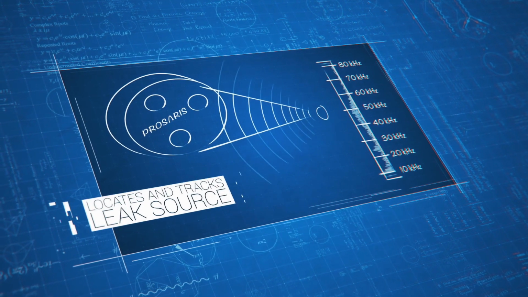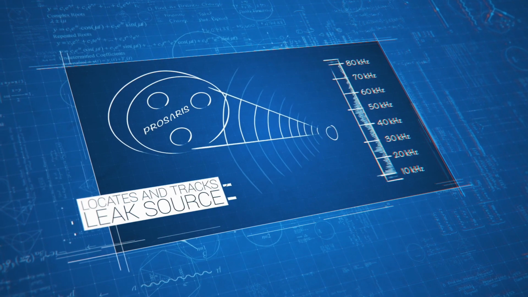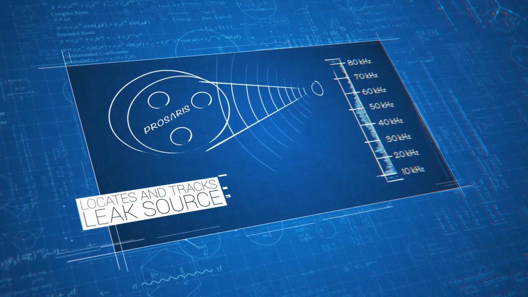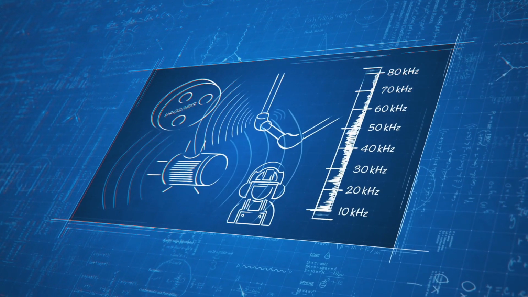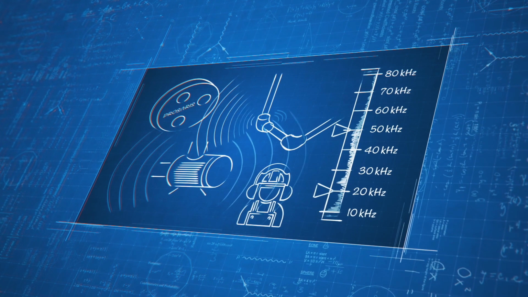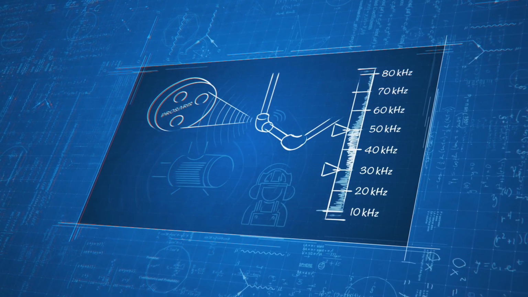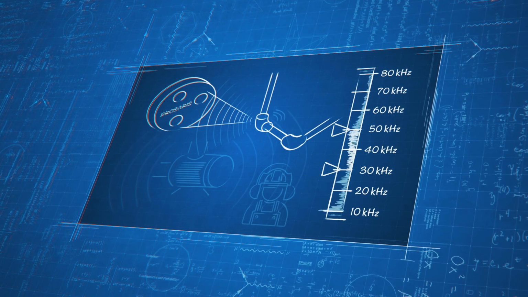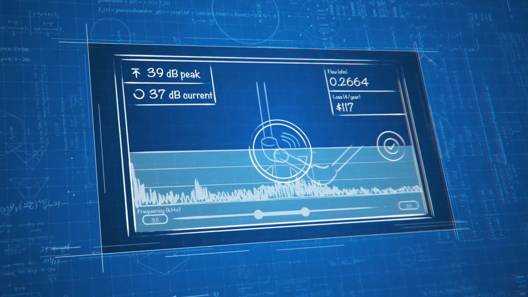Our solution uses these steerable microphone arrays to locate and track the leak source. Because our solution focuses on the high-frequency sound content of the leak, the OL1 works even when you are looking for leaks that are inaudible to the user, or when searching for leaks in industrial areas with high background audible noise.